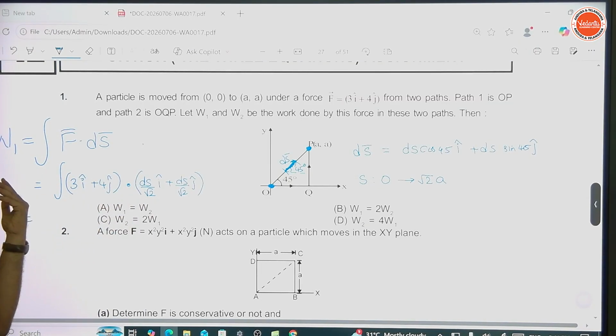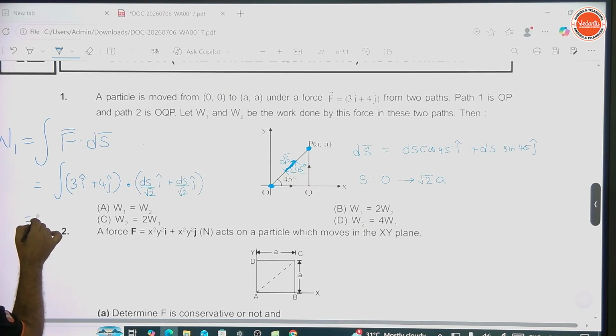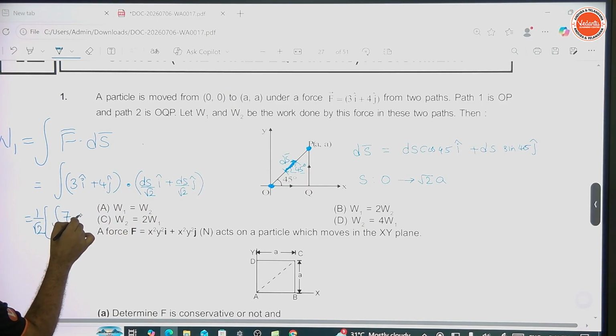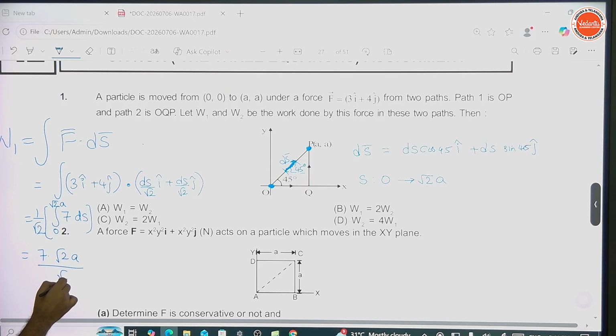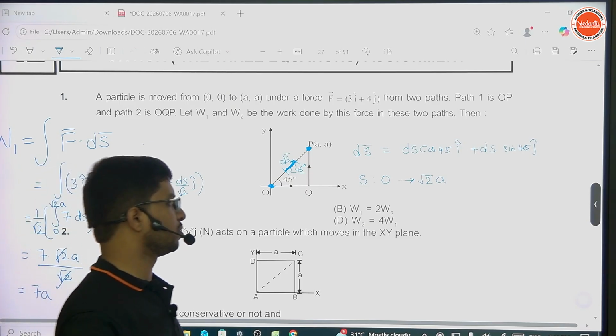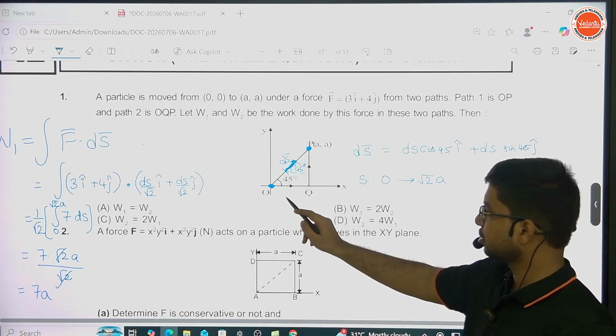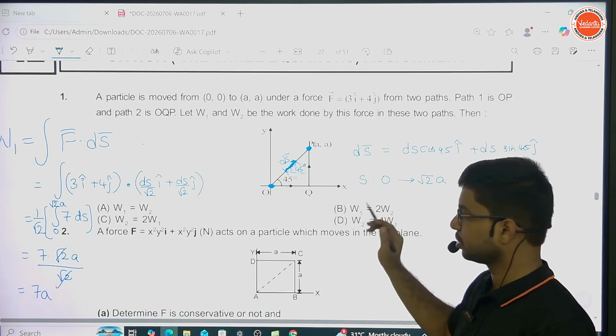So 1 by root 2, I think you can pull it out, correct? So 1 by root 2, you pull it out here. Then I dot with I, so you have 3 ds plus 4 ds, total it is 7 ds. So this is your integral of 7 ds, from 0 to root 2a. So you have 7 times integral ds, which is just root 2a here. So root 2a divided by root 2, you have 7a. Clear with this? Then next come to the path OQP.